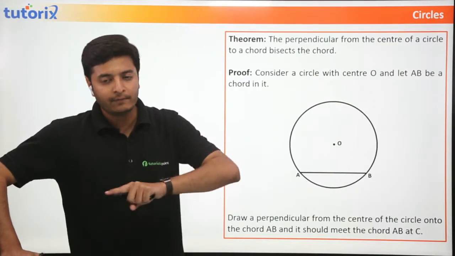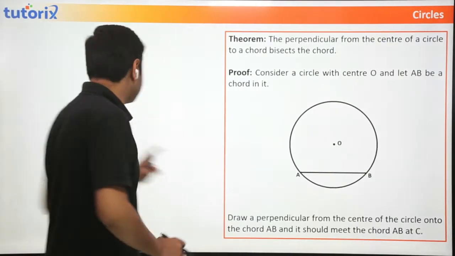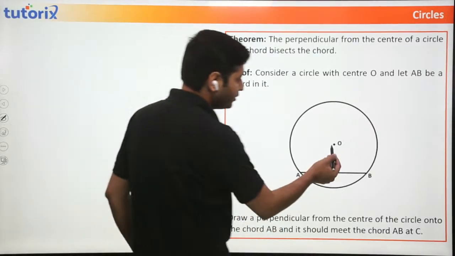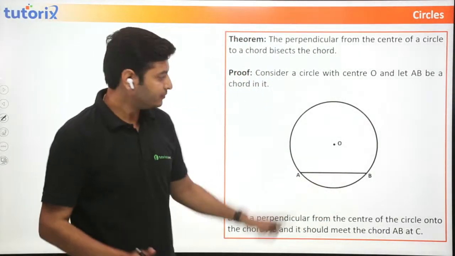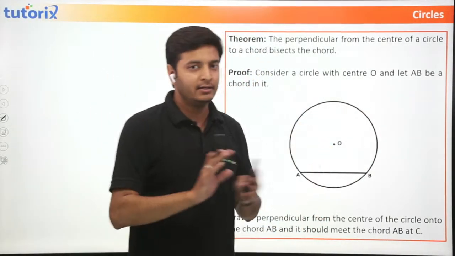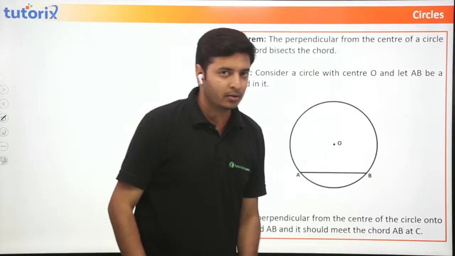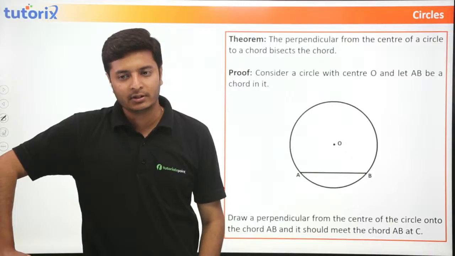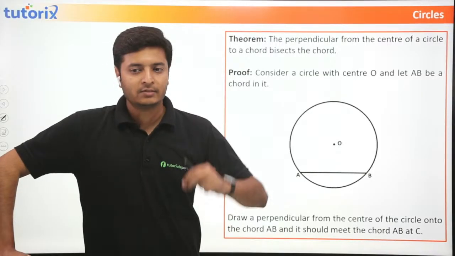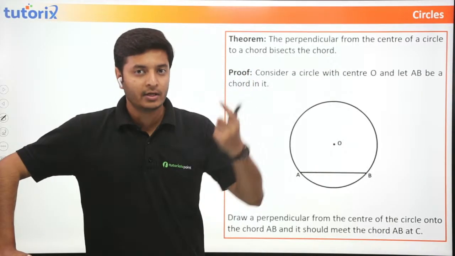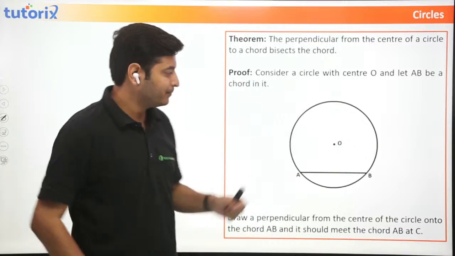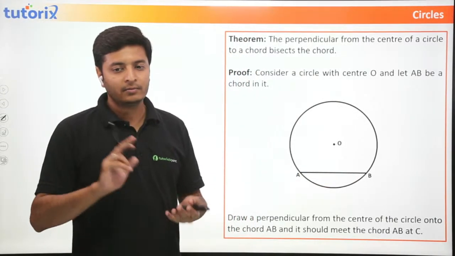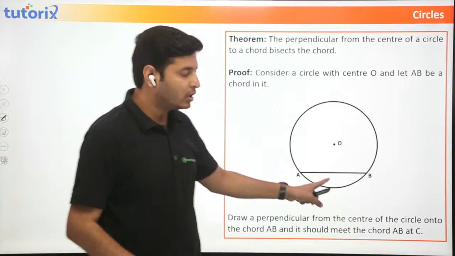The perpendicular from the center. So the first thing given to me is the perpendicular, and from where? From the center. So O is the center. In this circle, O is my center point. AB is the chord. Chord is what? A line segment joining any 2 points on the circle. That's why diameter is the longest chord. Now, AB is the chord, and we are saying the perpendicular from the center of a circle to a chord.